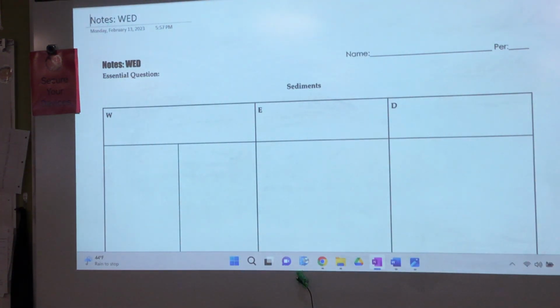All right, so we're always going to start with an essential question. I'm sorry about how gross my handwriting is, but I am working on it. So the first thing that we are going to do is write down the question that we're going to start with, and that is: How do weathering, erosion, and deposition work together to shape the earth?